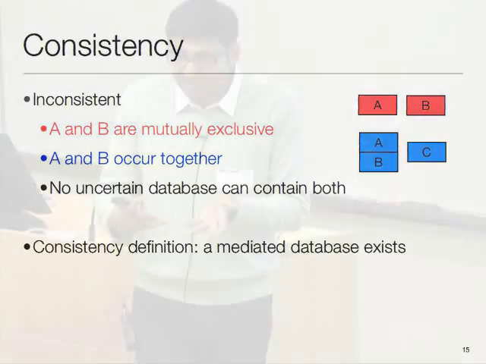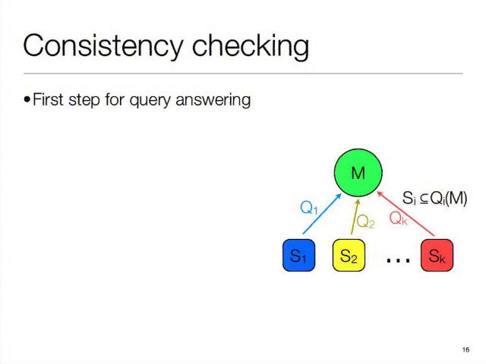The definition of consistency, which is fairly natural, is: does there exist a mediated database which satisfies all your sources and all your mappings? So that's what the definition of consistency is. And this is an example where databases may not be consistent. So these are sources? Yes, the red and blue are sources.